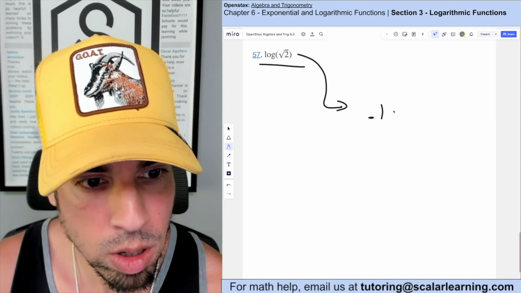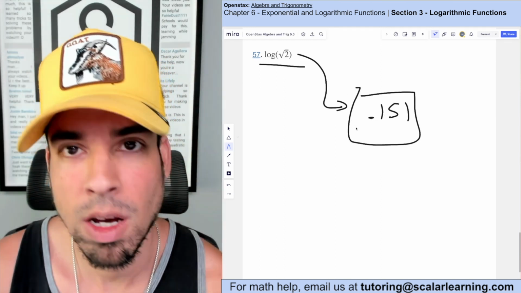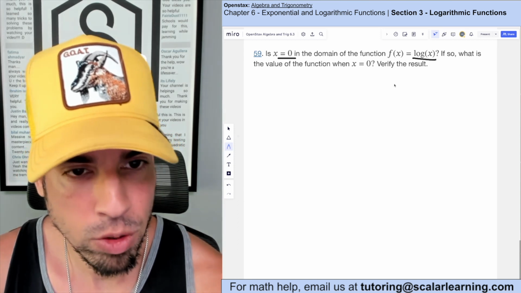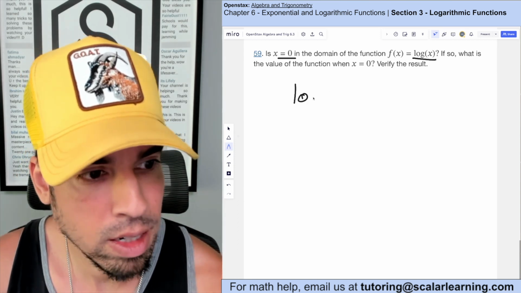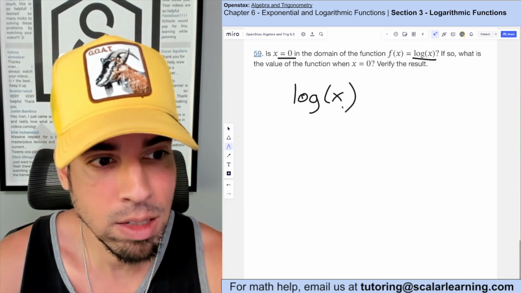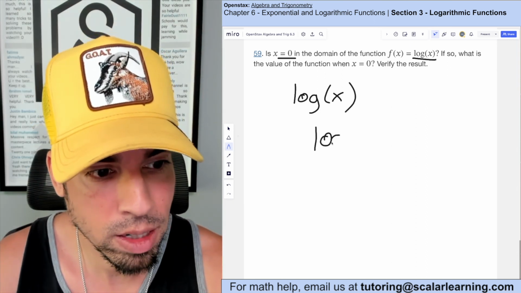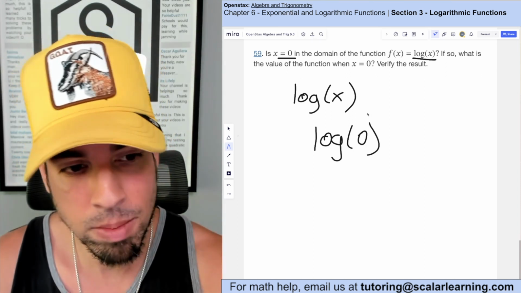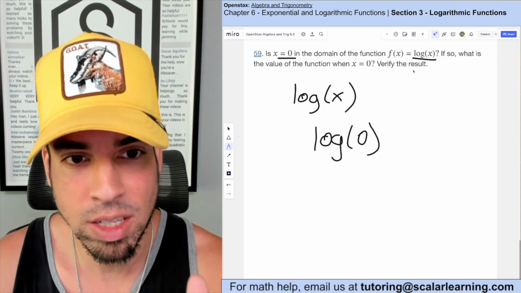So 0.151, boom, done. For this one, it says, is x equals 0 in the domain of this function? What is it really asking? It's saying, can you actually calculate log of x? Can you take a logarithm of any base when x is 0? Can we take log of 0? The answer to this is no, and I'm going to explain why when we convert it back to its exponential equivalent.